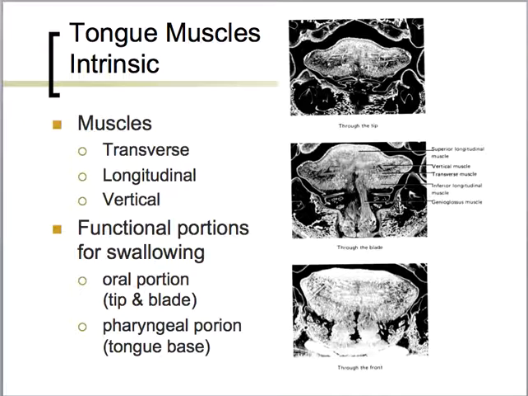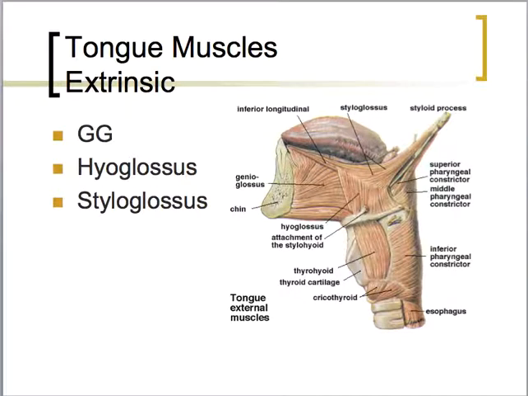The vertical are these little up and down fibers. Can you see them in this image here? Up and down fibers, and they flatten the tongue when contracted. The extrinsic muscles of the tongue include the genioglossus, the hyoglossus, and the styloglossus. Here's the hyoglossus here, the genioglossus, which we looked at in the previous picture, and the styloglossus goes to the styloid process and comes into the tongue.